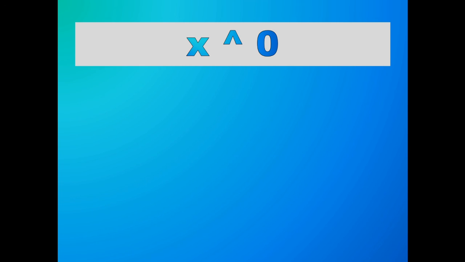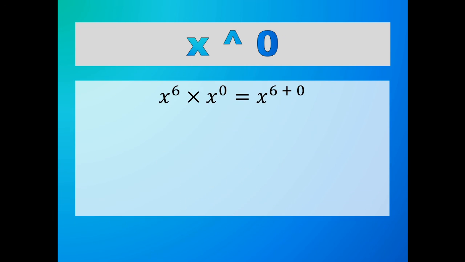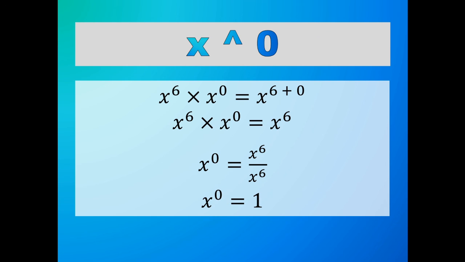Now let's talk about this for any x. So in this set of videos, x means any real number except 0. So let's talk about this for any positive number or any negative number. So x to the 6 times x to the 0 is equal to x to the 6 plus 0. We're adding the exponents. Now I didn't have to use 6, but that's the number that I chose to use. Then we simplify 6 plus 0 to 6. We divide both sides by x to the 6. And we simplify that and we get 1. So x to the 0 is equal to 1.